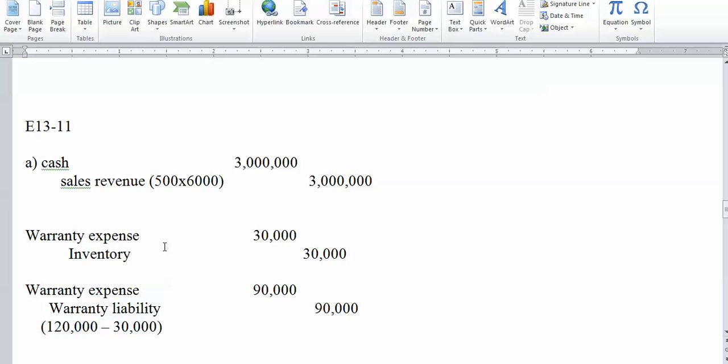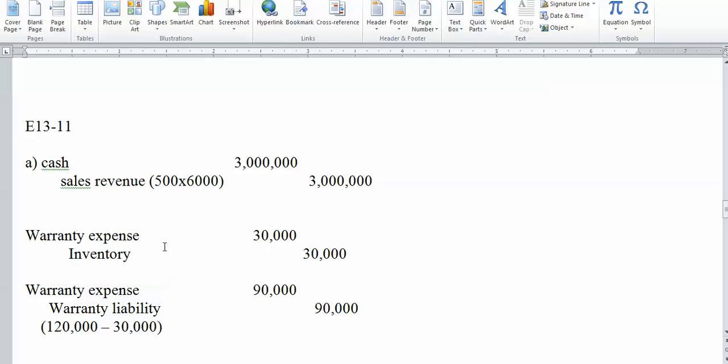Now notice this time it didn't go to cash, it went to inventory. That's one of the common mistakes that students get frustrated with, and that's because we're replacing it. So it could go to cash, could go to inventory, could go to accrued payroll. In this case, inventory. The rest of it, that they expect to have to deal with, is $90,000. So it's going to go to warranty expense, warranty liability.